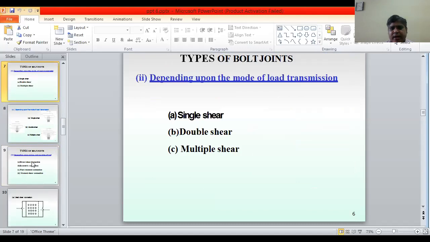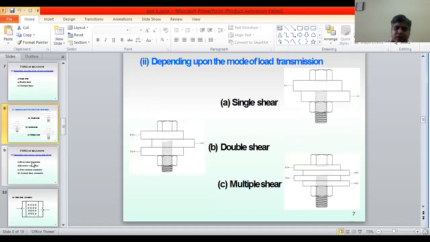Now, types of bolted joints depending upon the mode of load transmission: single shear, double shear, or multiple shear. This diagram shows single shear, double shear, and multiple shear. That means in the first one, at one place, one bolt is provided, so one force is considered. Here two forces are considered, double, and third is P1, P2, P3, P4, etc.